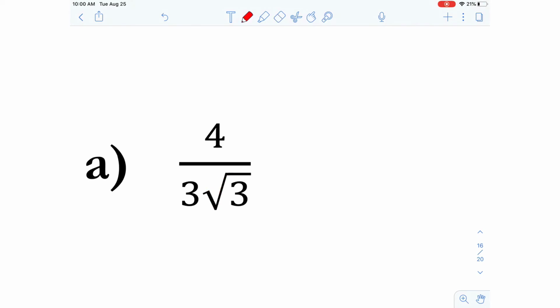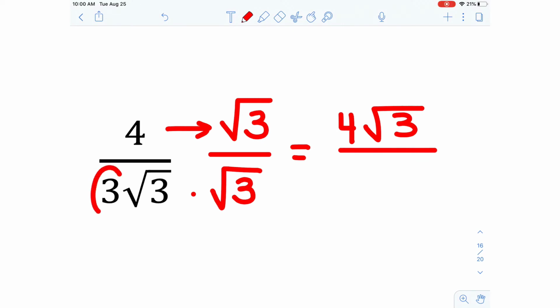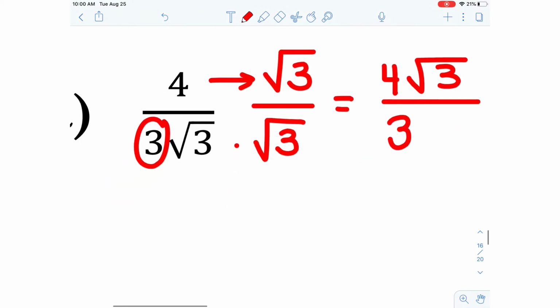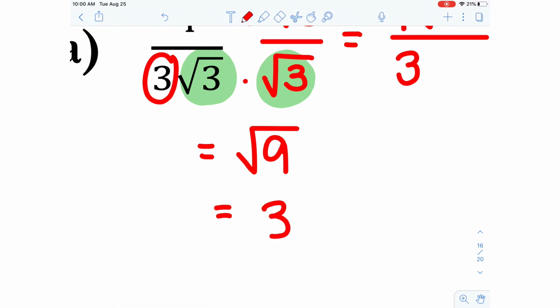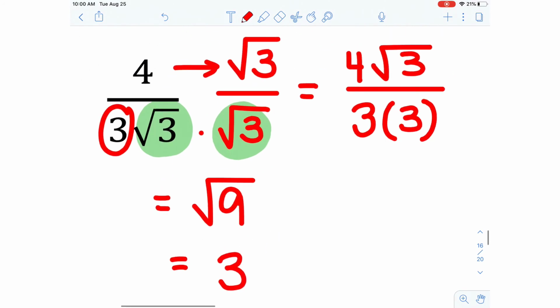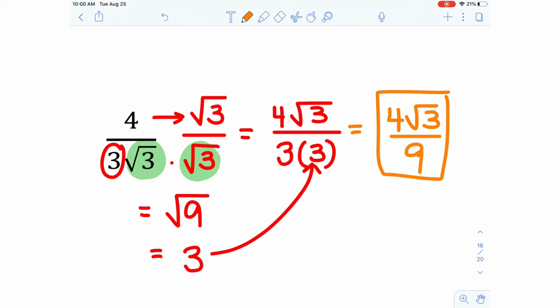To get rid of this square root of 3, we would multiply the bottom and the top by the square root of 3. So on the top, 4 times root 3 is just 4 root 3. On the bottom, I have this original 3. Let's talk about this. Root 3 times root 3 is technically root 9. But what is root 9? Square root of 9 is 3. So I actually am left with that 3 there. Final answer is going to be 4 root 3 over 9. So that is the process of rationalizing with square roots.